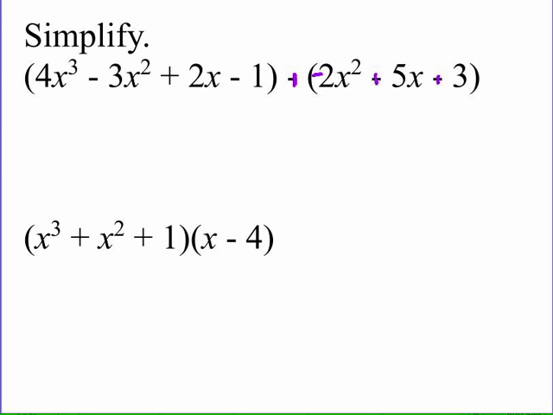First, 4x cubed. Do I have another x cubed somewhere? No, so 4x cubed will be my first part of my answer. Next, I have a negative 3x squared and a negative 2x squared. What's my net result? Negative 5x squared. Then I have 2x and 5x, which is 7x. Last but not least, I have negative 1 and positive 3, which is plus 2.